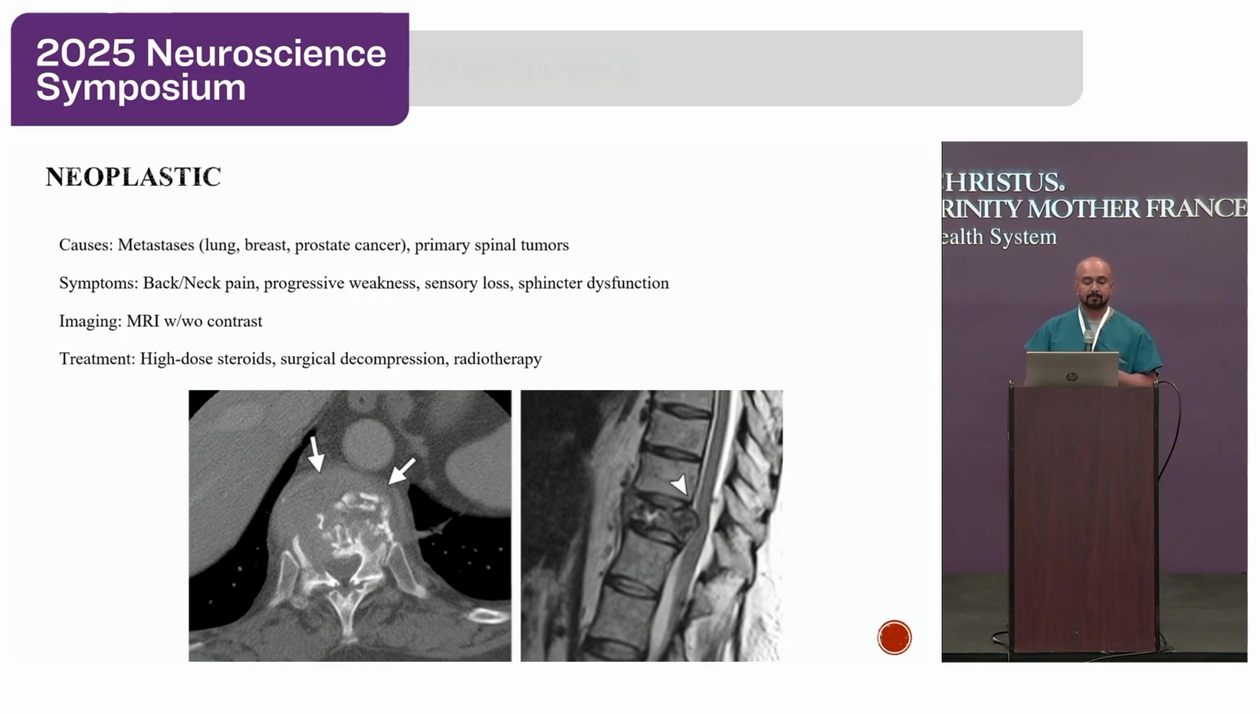So the symptoms, again: back pain, neck pain, progressive weakness, sensory loss, sphincter dysfunction can be seen in these patients coming with spinal cord compression. Imaging, again, MRI with and without contrast is the cornerstone of imaging in these patients. Treatment: high-dose steroids initially, and then surgical decompression is probably indicated.